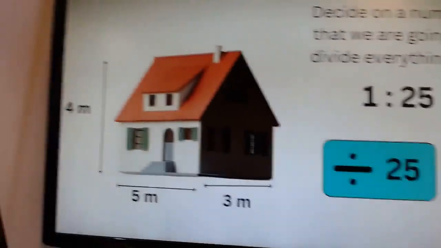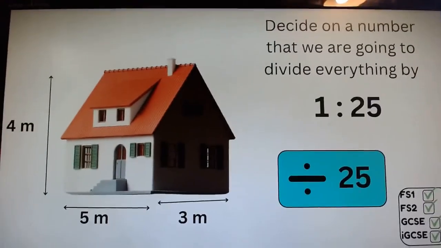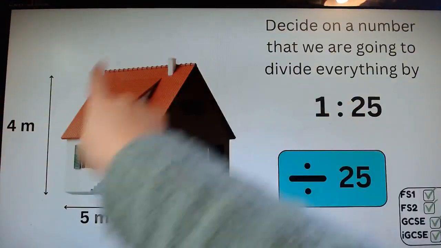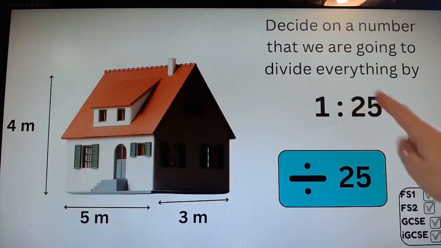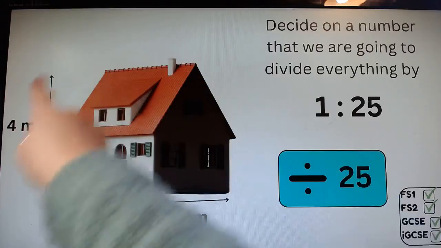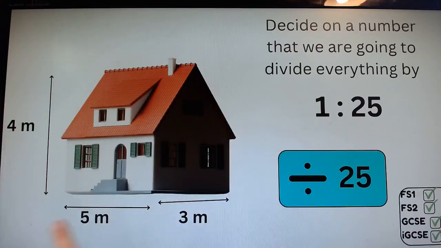So we tend to do this by using something called a ratio, or we write the scale as a ratio. Here I'm going to use the ratio, or the scale, 1 to 25. That means for every one of something I draw on the picture, I know that in real life it's going to be 25 times bigger. So if this is my real life version, where it's 4 meters, 5 meters, 3 meters, I'm going to have to divide all of those measurements by 25 in order to get my scale version.